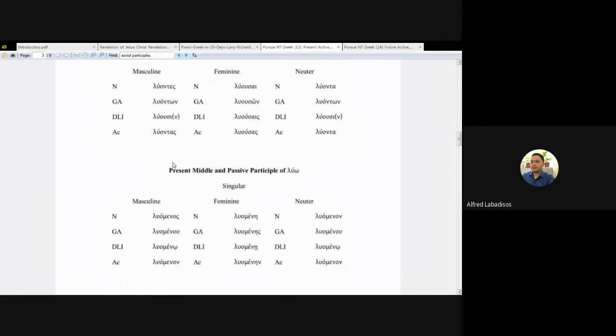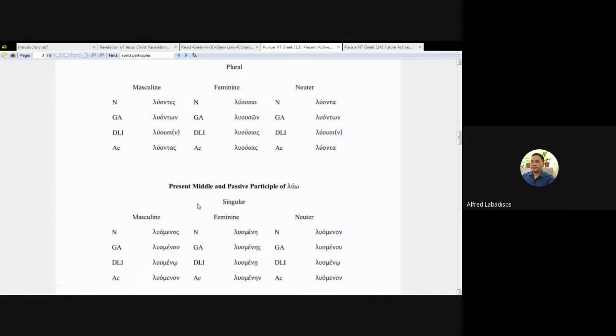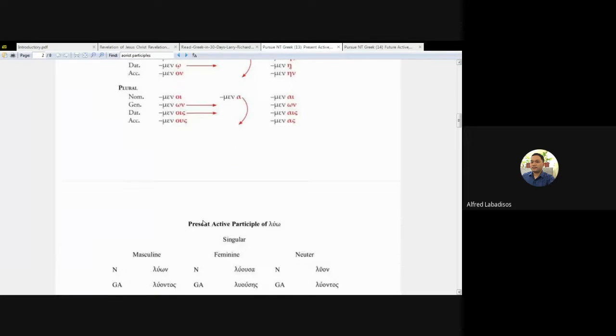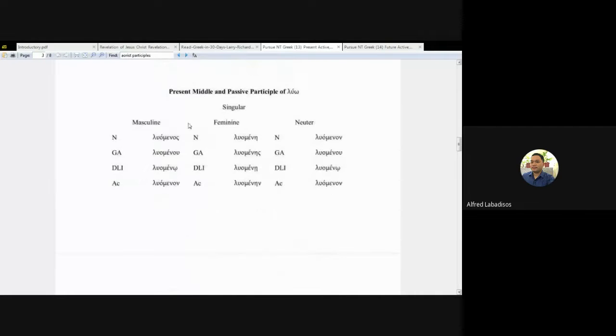Then for the middle and the passive, the endings are menos, mene, menon, menoy, menon, menois, menos. Look here, you have the present middle and passive participle of luo. For the masculine nominative singular, you have luomenos.